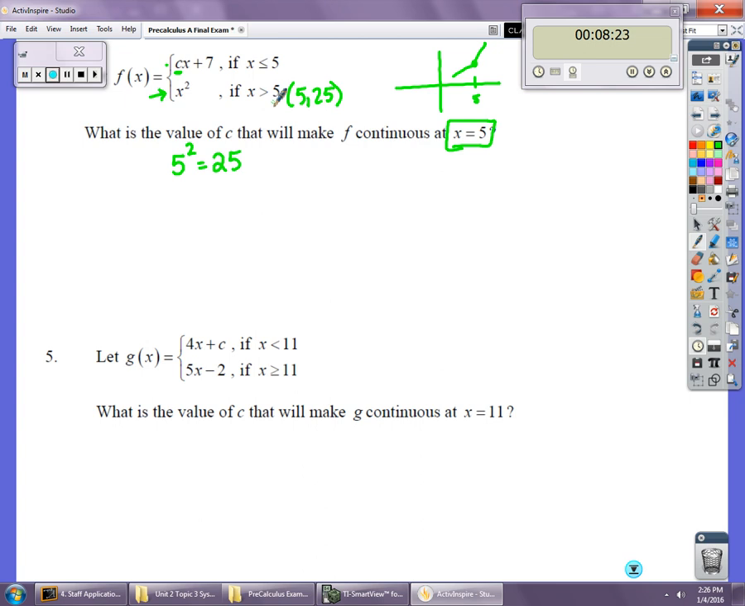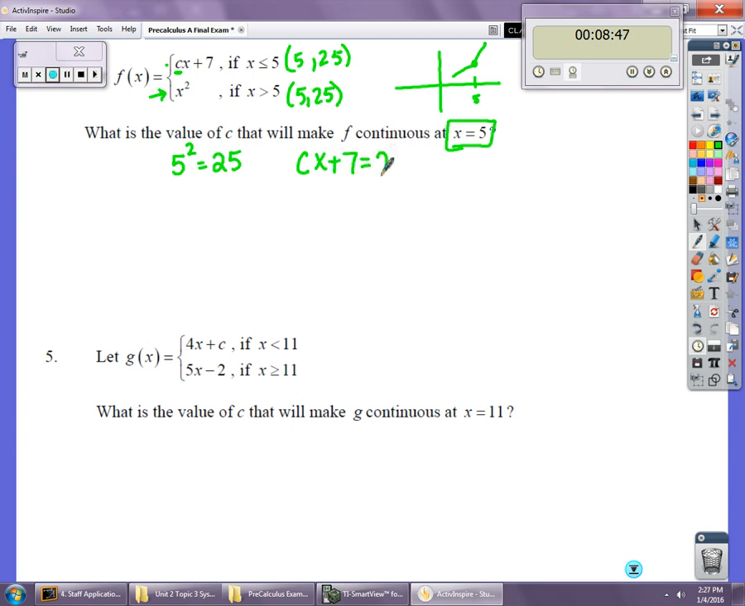But we want it to be continuous, which means we want this one to also have a y value of 25 and an x value of 5. I want them to have the same ordered pair. So we basically have to figure out what value for c would make that function equal 25 when x is 5. So I've got c times x plus 7.